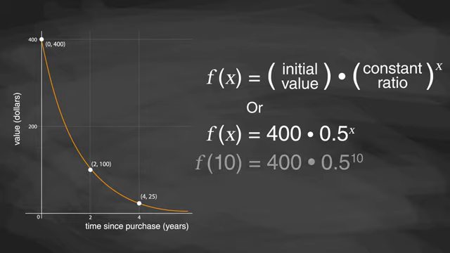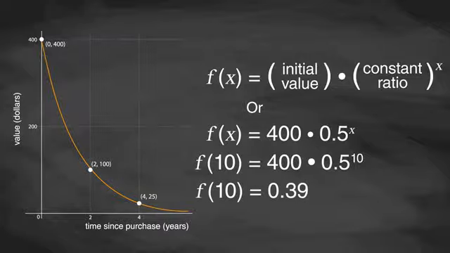We could also substitute 10 in for x in our equation and find f of 10 is about 39 hundredths. Since that is the value of the computer, 39 hundredths represents a value of 39 cents. So we have confirmed that the value of the computer will not reach 0 after 10 years.